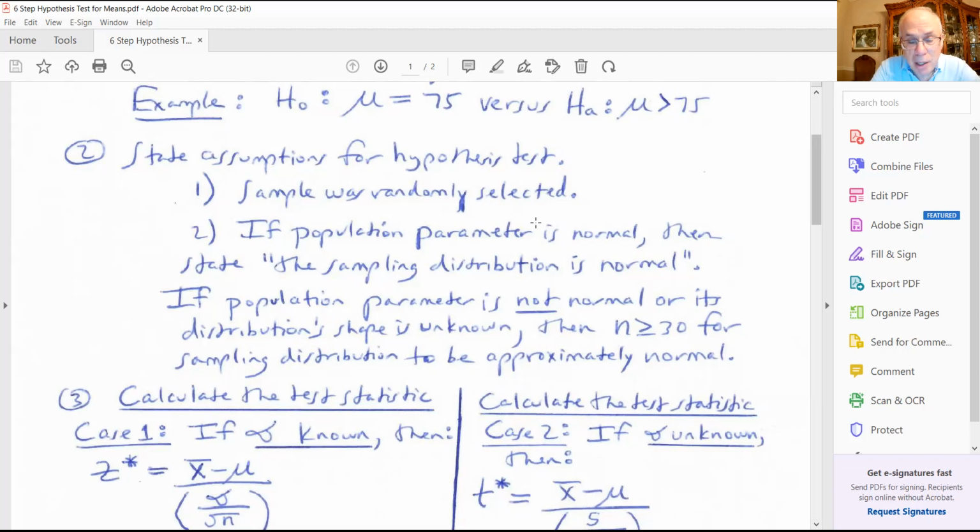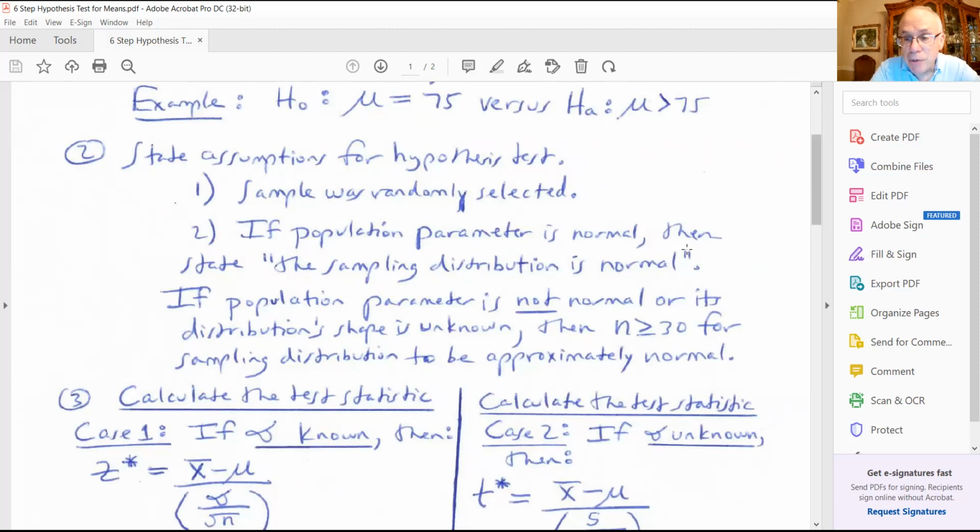The second one, now we have a hypothesis test about a mean, so it has its own second assumption. Basically, if the population itself, whatever we're measuring, is normally distributed, height, weight, whatever it is, then automatically the sampling distribution is considered normal, and it doesn't matter what the sample size is. It could be a sample size of 5, and we assume the sampling distribution is normal also.